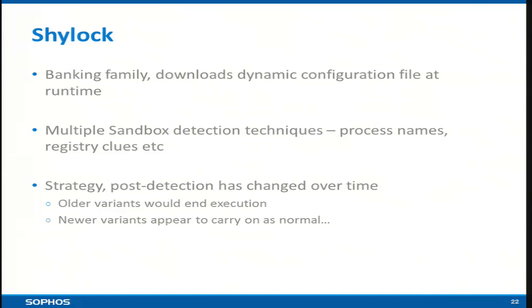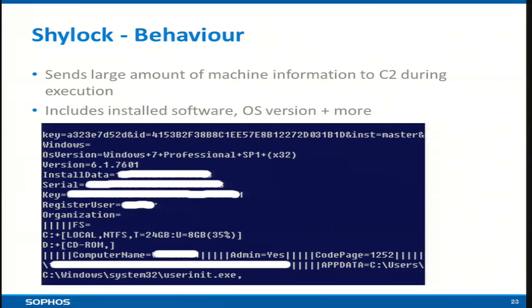And Shylock again uses multiple different sandbox detection techniques, similar things to the other families we've looked at. And what Shylock does after it detects a sandbox has changed slightly over time. Older samples would do the more traditional behavior of just exiting if it determined a sandbox. Then they changed the behavior, and it looked as if they were still performing the sandbox checks, but then execution was carrying on as normal. But it's only when you really take a close look at what kind of data is being sent out and what's coming back that you realize that actually this isn't the case.